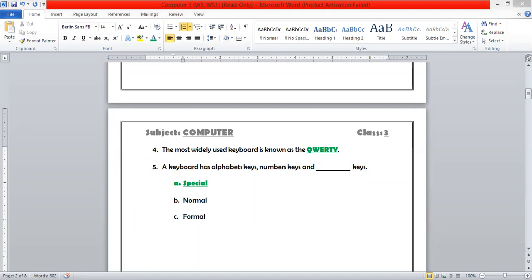So, till question number 5, we are done. There is an assignment available in the class light. Everybody should open that assignment.